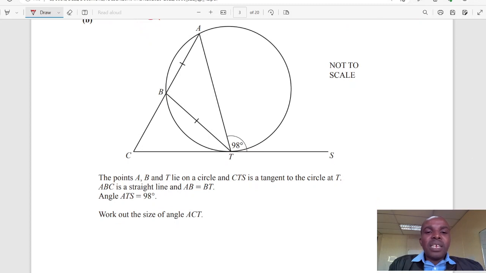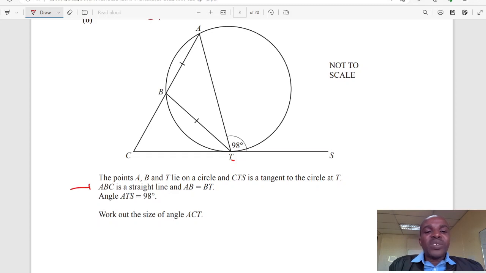Next, question number B. They said this one is our circle. The points A, B, and T lie on a circle, and CTS is a tangent to the circle at T. So it's a tangent. Whenever you see a tangent, you have to check: is the line from the center meeting the tangent? In this case, no. But you know that where a line from the center meets a tangent to a circle, the angle formed is exactly 90 degrees, right?